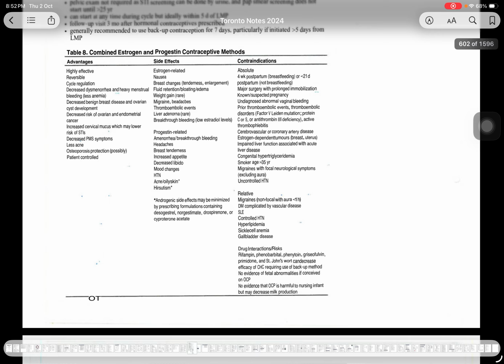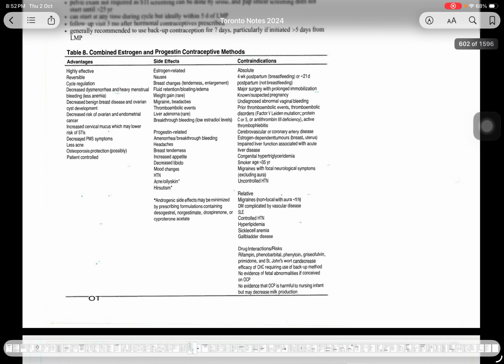I've even seen it commonly practiced that fibroid patients are being treated with oral contraceptive pills because it decreases the heavy menstrual cycle that they usually get. So, heavy menstrual bleeding, less anemia, decreased benign breast disease or ovarian cyst development, decreased risk of ovarian and endometrial cancer. So, hormones decrease the risk of ovarian and endometrial cancer.